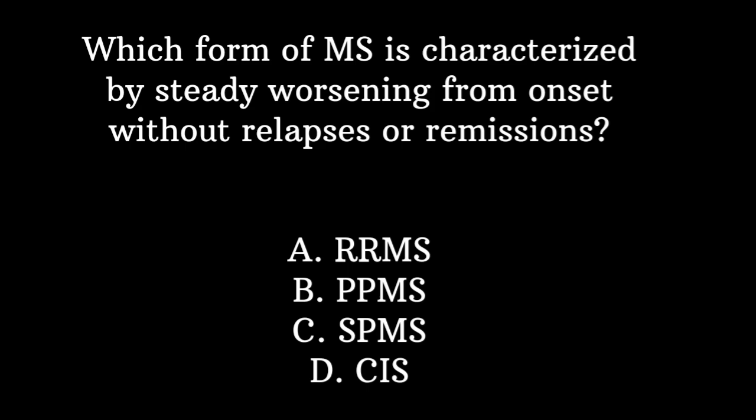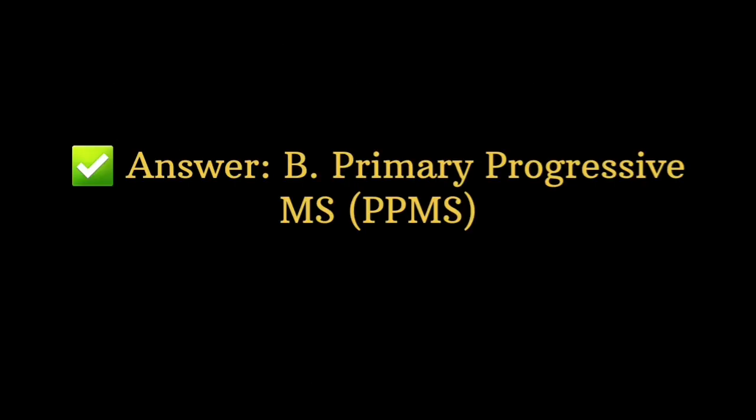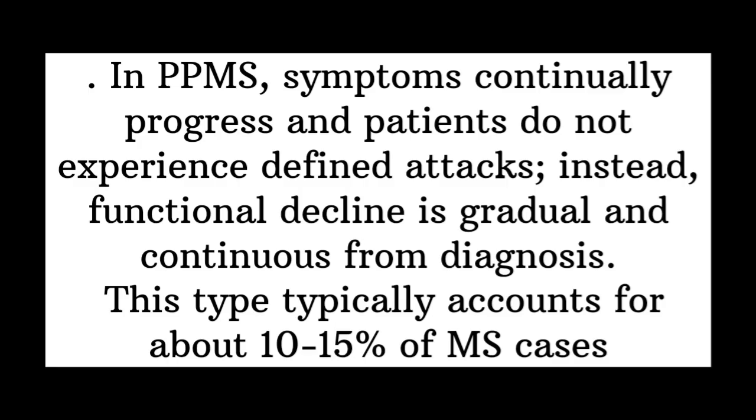Question. Which form of multiple sclerosis is characterized by steady worsening from onset without relapses or remissions? Options A. RRMS, B. PPMS, C. SPMS, D. CIS. The correct answer is option B. Primary progressive multiple sclerosis, that is PPMS. In PPMS, symptoms continuously progress and patients do not experience defined attacks. Instead, functional decline is gradual and continuous from diagnosis. This type typically accounts for about 10 to 15% of multiple sclerosis cases.